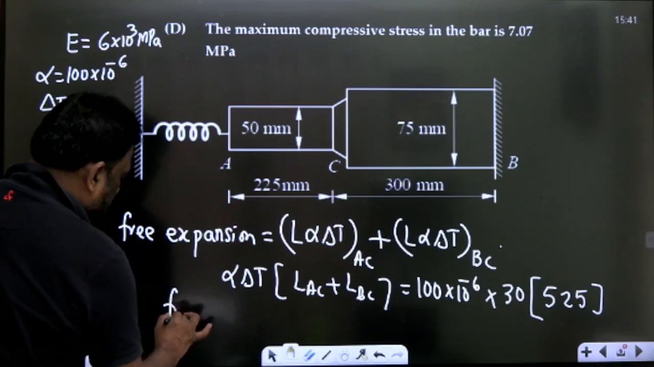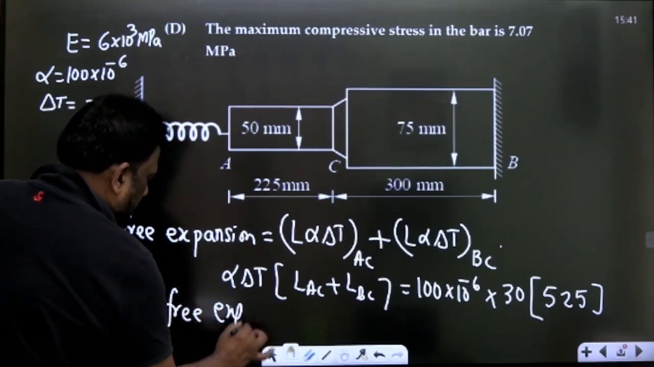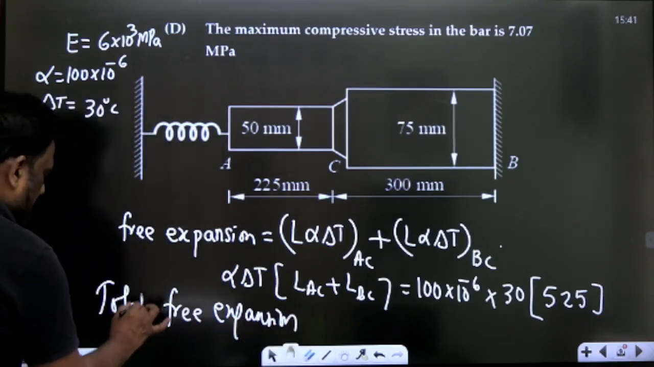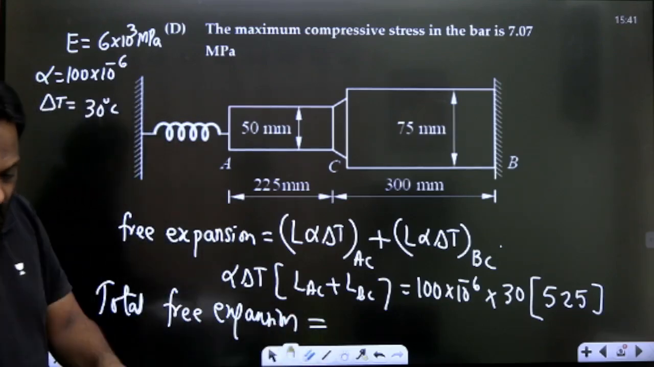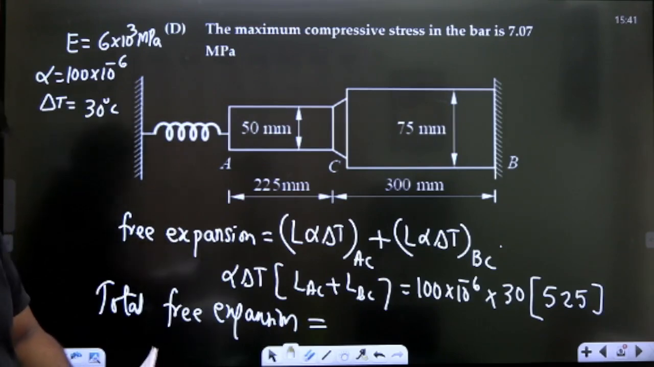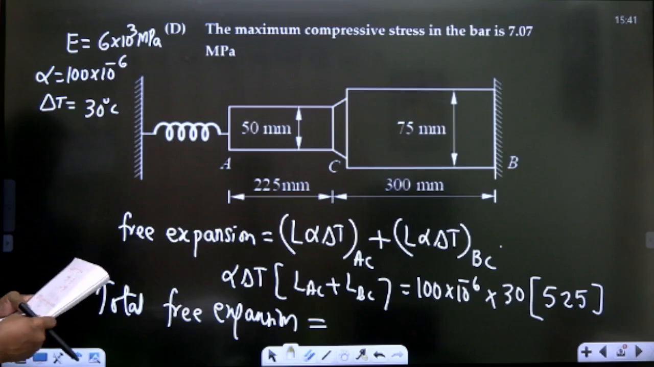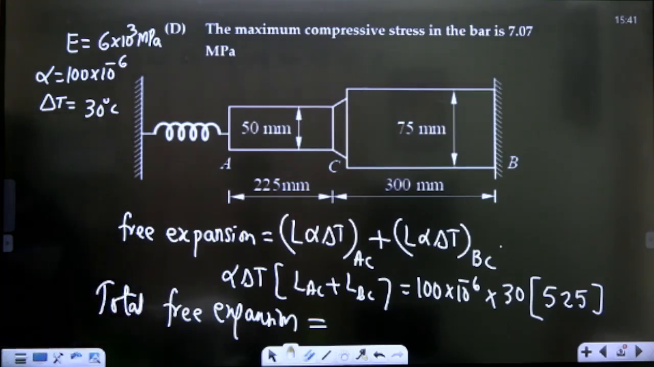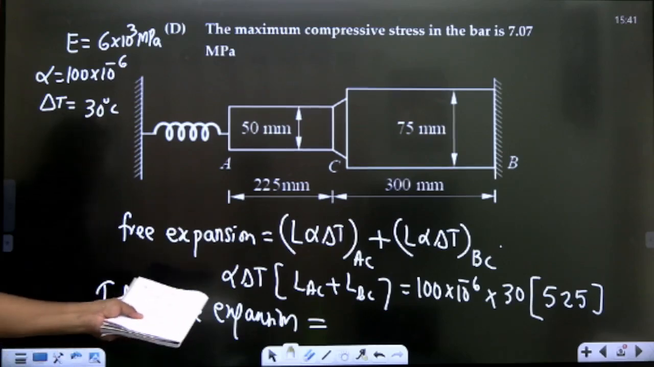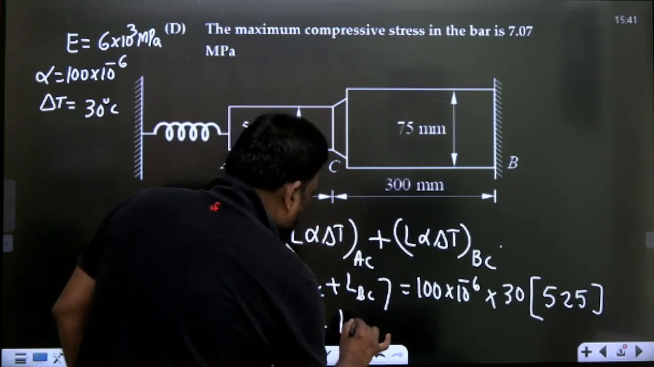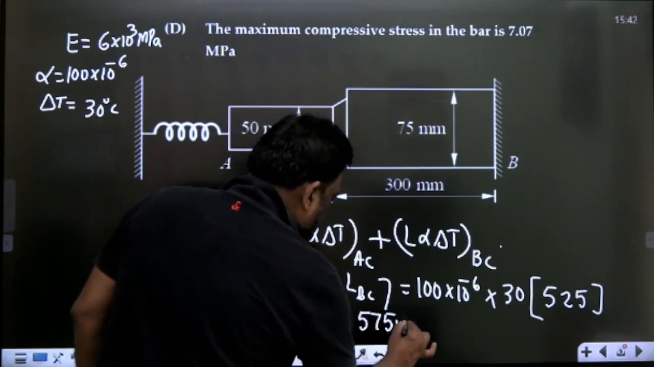So what is the free expansion? Let me check and write this as the total free expansion. 525 into 100 into 10 power minus 6, into 30. Correct. 1.575 mm is the free expansion.